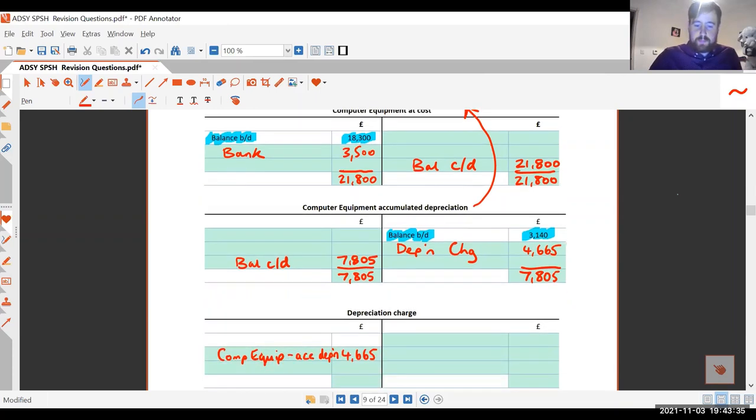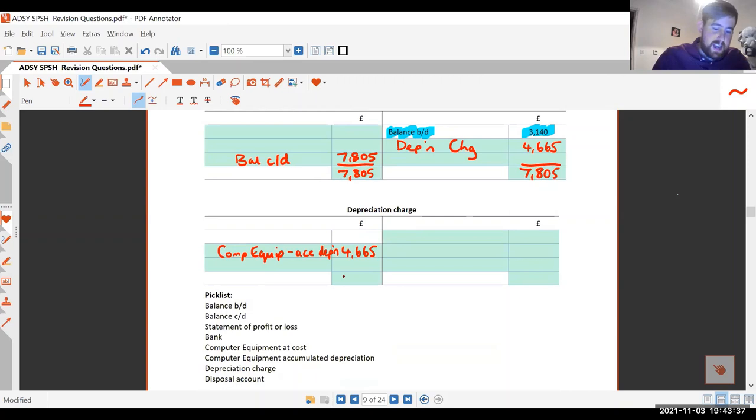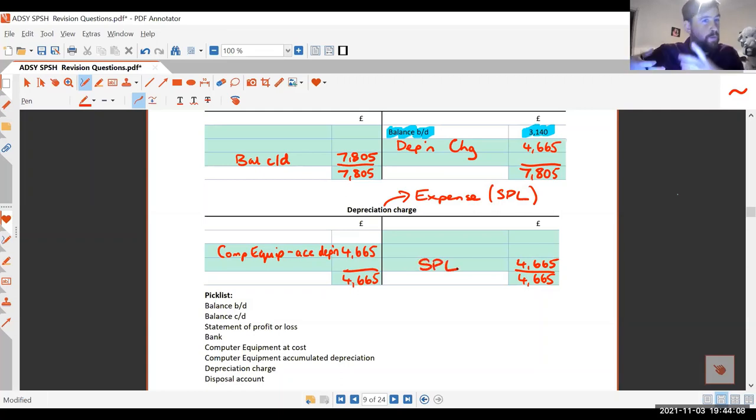Great stuff. Final one just to close us out. Again, not particularly interesting in this case. We've only got one figure in this case here. So we're looking at 4665. It goes in both of those places. And I can see plenty of you already telling me that the depreciation charge is an expense. So it's going to go to the statement of profit and loss. So this would then be transferred to the statement of profit and loss because we don't want it to roll forward year on year.